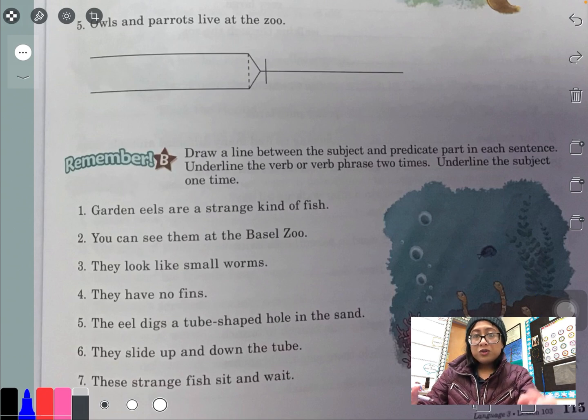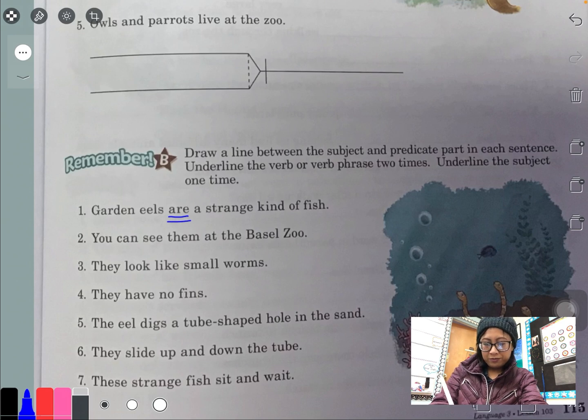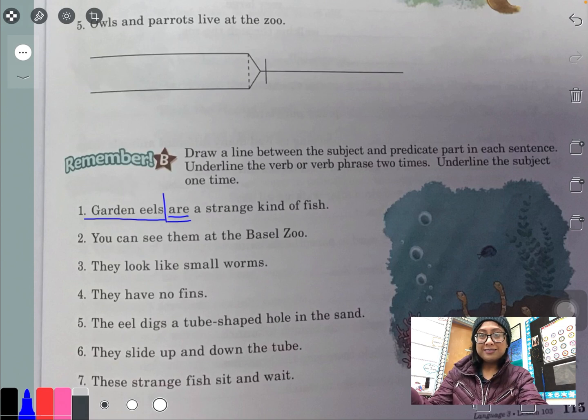So notice here, there isn't an action word, but we do have helping verbs like is, are, was, were, has, had, have, am. Did you hear it when I said the helping verb in the sentence? I said are. Garden eels are a strange kind of fish. So I'm going to underline are twice. What are strange? I'm going to underline garden eels 1 time because that's the subject. And I'll draw my line.